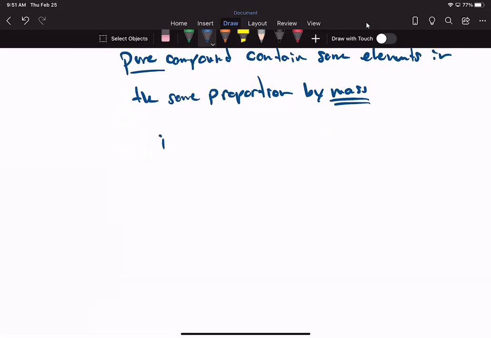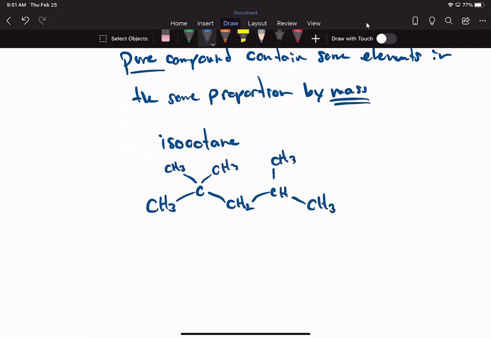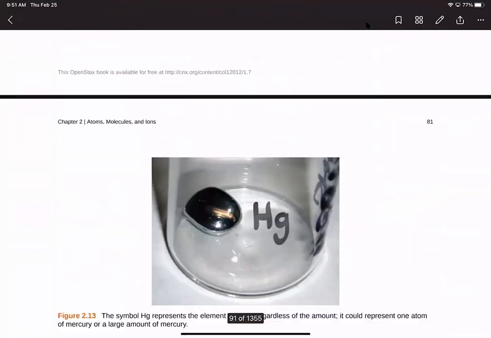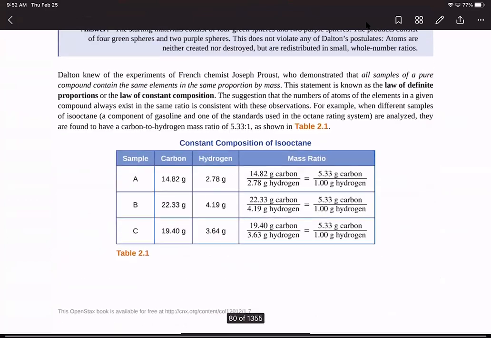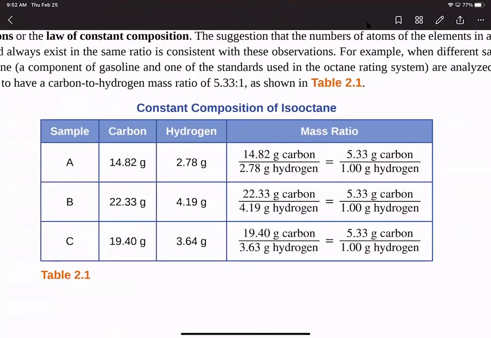So this is isooctane. Isooctane looks like this. So this is what isooctane looks like. And isooctane has a proportion of 5.3 to 1. 5.3 to 1. And it doesn't matter how much of it I have. Let's take a look at the textbook here. There's some values in here we can use. So just kind of as an example. Right? The law of constant composition, the law of definite proportions.